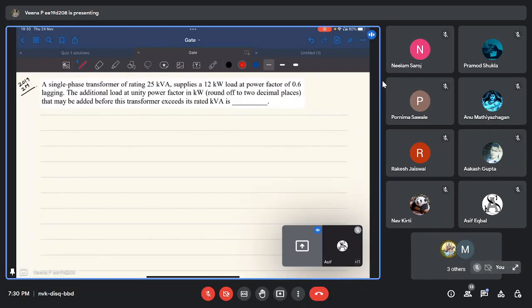This is the last question of today's discussion. A single phase transformer of rating 25 kVA supplies a 12 kilowatt load at power factor of 0.6 lagging. The additional load at unity power factor in kilowatts, round off to 2 decimal places, that may be added before this transformer exceeds its rated kVA is. You guys go through the question peacefully and tell me what you understood from this question.